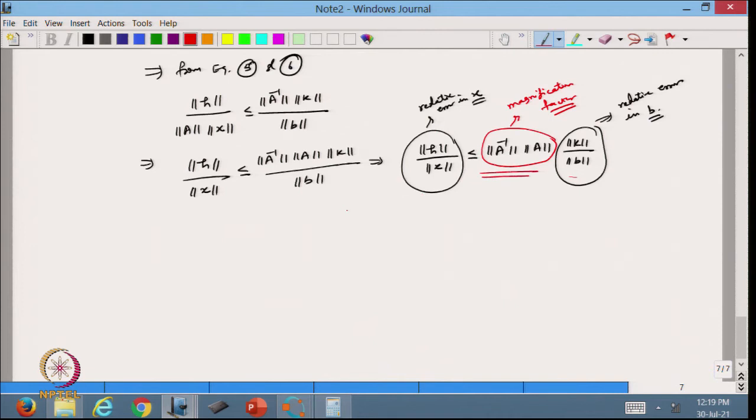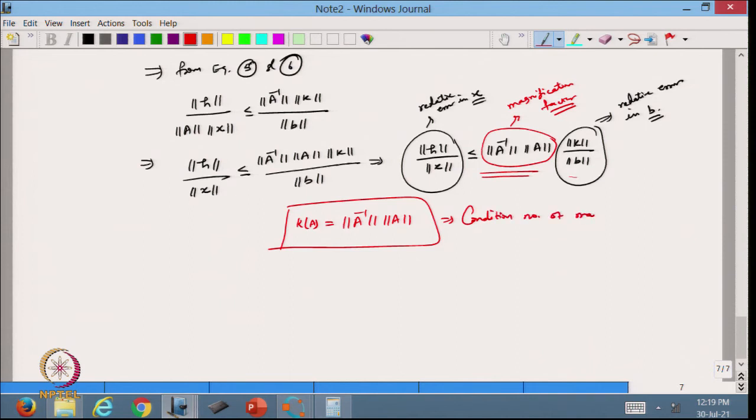So from here I take this factor as the norm of A inverse into the norm of A, and I define this as K(A). So this factor is called the condition number of the matrix A. So this is called the condition number of the matrix A. The only condition is that A should be invertible.